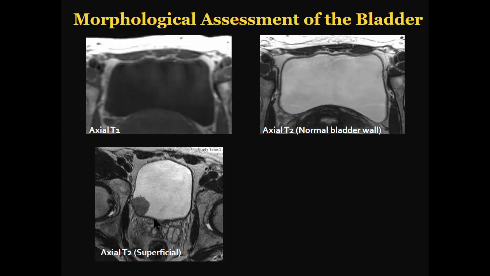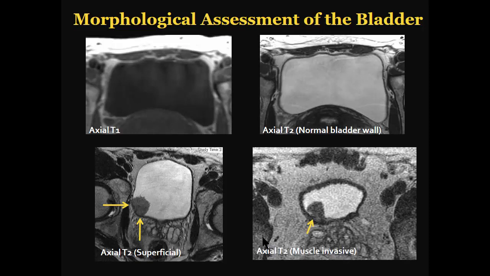The way to do it on morphologic T2 weighted images is to identify the low signal intensity of the muscularis propria in the bladder wall and try and see if you can actually follow it all the way around the area where the tumor is located. If you can convince yourself that you can see that uninterrupted low T2 signal intensity from the muscularis propria all the way around the tumor, then that means you're in the context of a superficial bladder tumor.